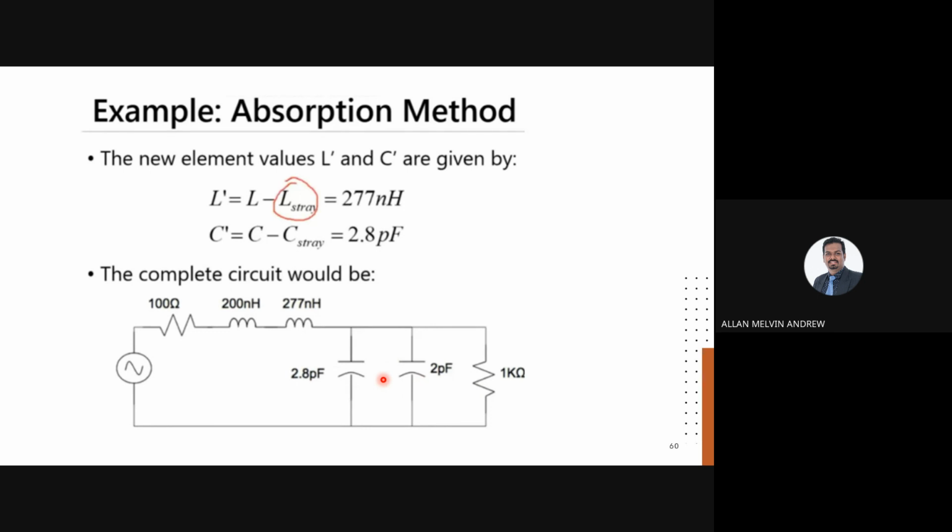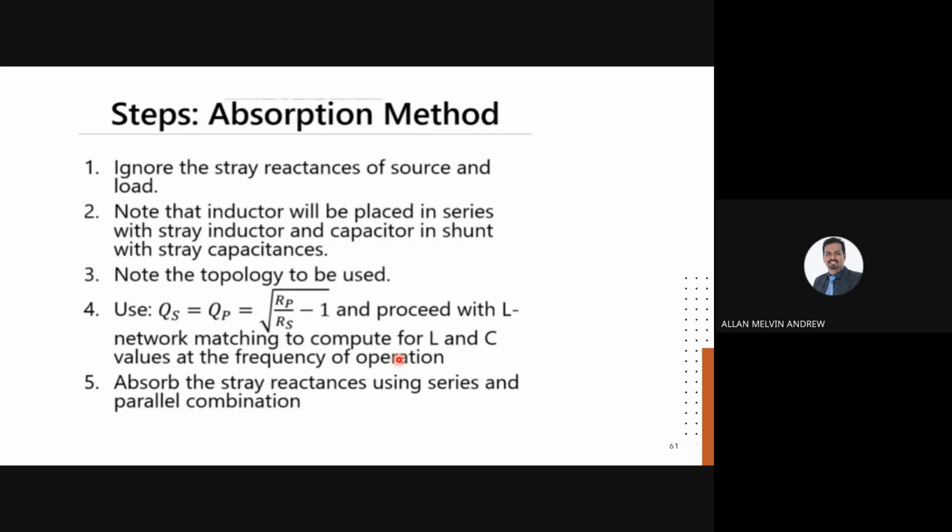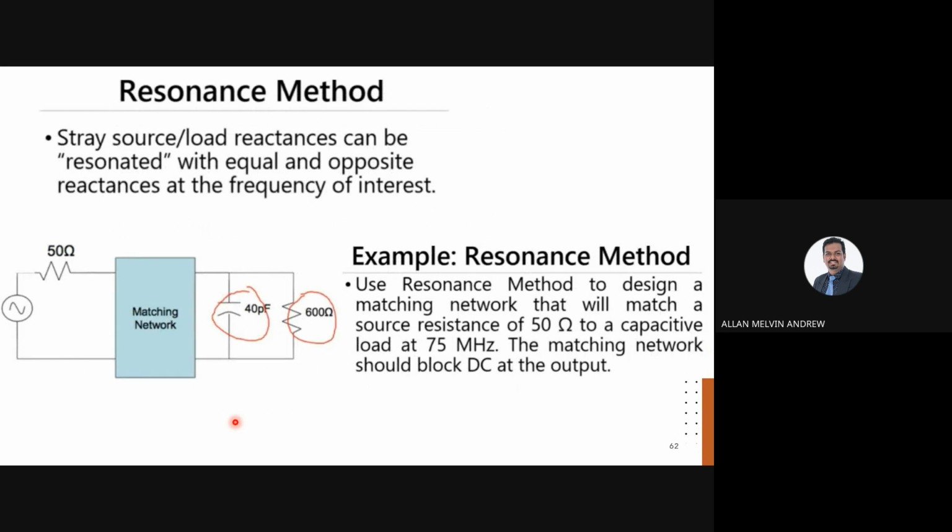two components. Here you have 6 components. So 1, 2, 3, 4, 5, 6. So you will make it into 2 components. Okay, this will be combined as one, and these 3 will be combined as one. Okay, so absorb the 3 reactances using series and parallel combination. So that's the first method, the absorption method.